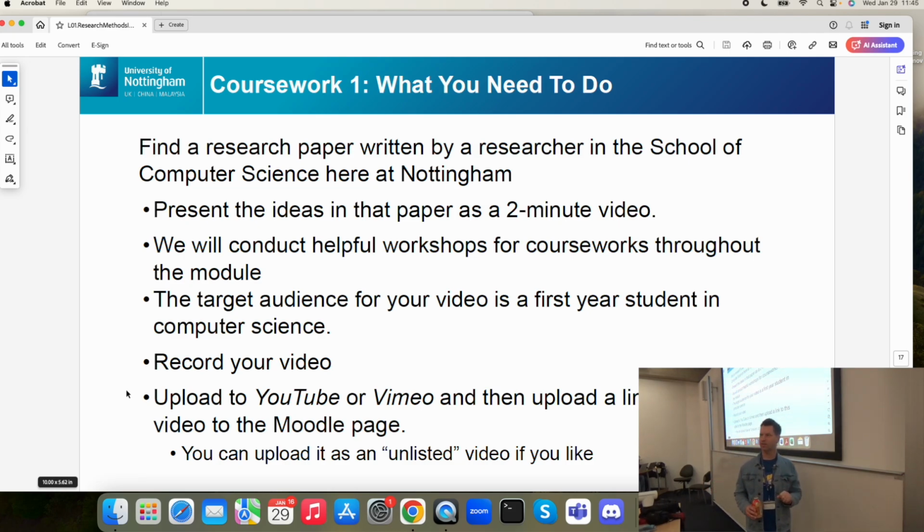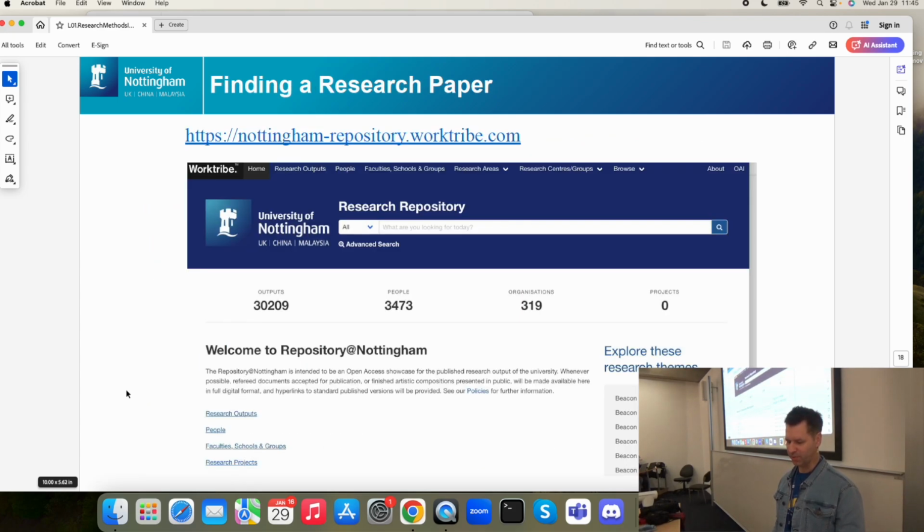Does that make sense? The detailed coursework 1 specification is on Moodle. It's already on Moodle. It's going to be modified a little bit, but the details are already there. How do you find a research paper? There's a repository of research papers here at this URL. That's one way to find a research paper.